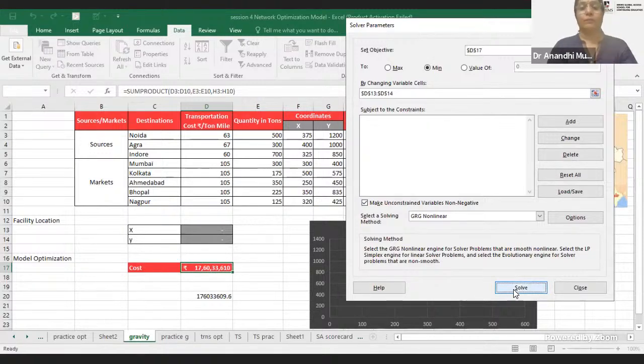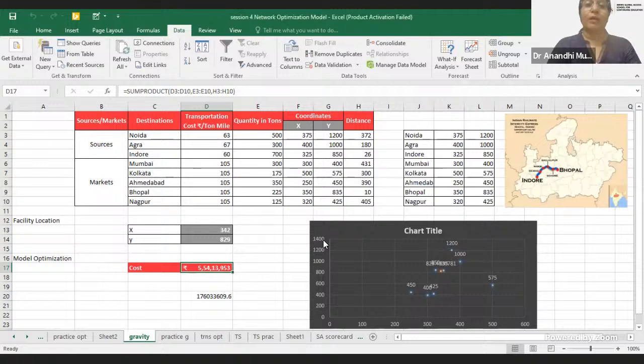See. So when I have gone with that, I asked the system for the suggestion. It is suggesting me a new location with a latitude of 342 and longitude of 829. And if I plot that location in this graph, that comes somewhere in between Indore and Bhopal. So between these two blue dots, I'm getting a new location, which again is centrally located to all the demand centers and the markets. And this is the difference in cost. Where it is 17 crore 60 lakhs and odd, we are just incurring 5 crore 54 lakhs 13,953. A drastically lesser, more than 50 percent cost I'm saving if I go with this new location, a gravity location model.